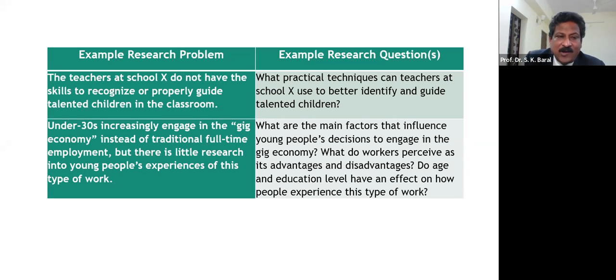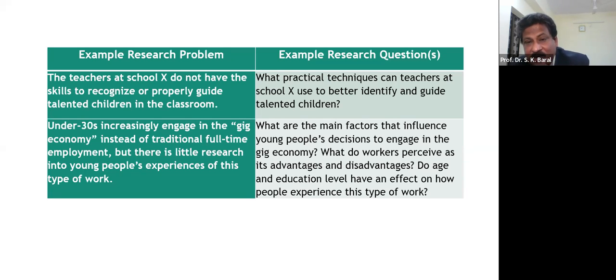For example, under 30s increasingly engaged in the gig economy. Gig economy means temporary economy. Under 30s give services temporarily to different organizations, and what they contribute is known as the gig economy. So under 30s are increasingly engaged in the gig economy instead of traditional full-time employment, but there is little research into young people's experience of this type of work.